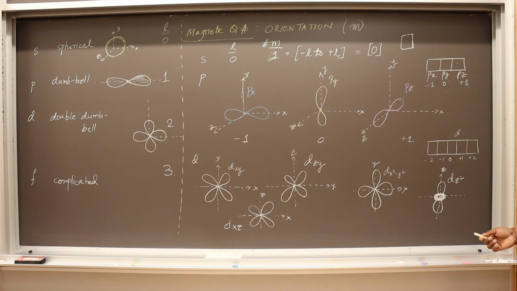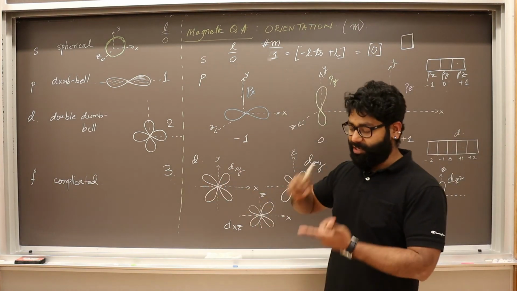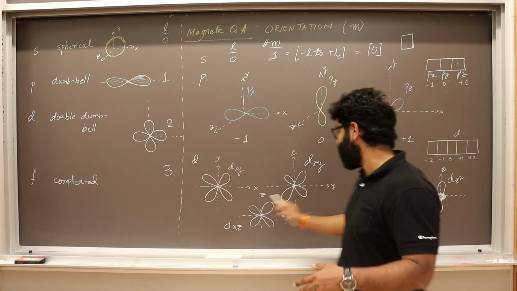Now we know that F has 7 rooms in the F suite, right? So how many orientations are possible? 7, and that is why you have 7 rooms, right? 7 different orientations for the 7 rooms. And what will be the range? It will range from -3 to +3. So it will be -3, -2, -1, 0, 1, 2, 3. So 7 orientations for the 7 rooms.